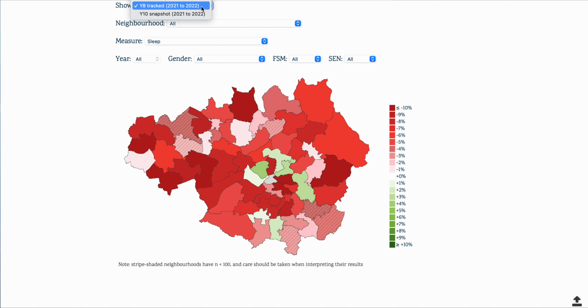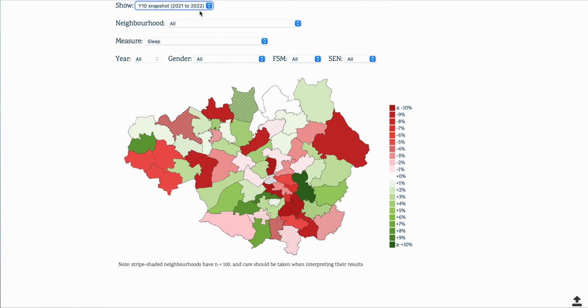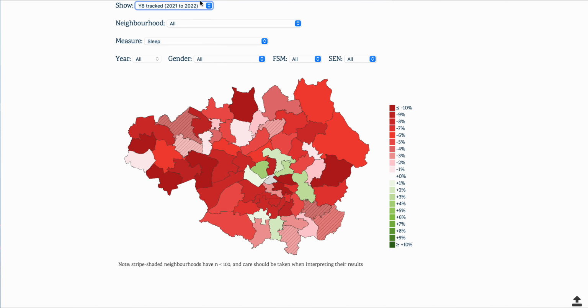What we can do though, just to show you a contrast, is if we look at our Year 10 snapshot cohort, so this is the young people who are in Year 10 in 2021 and the young people in Year 10 in 2022, it's a much more mixed picture. And this is probably what we would expect to see, because when we're looking at the longitudinal data, the young people that we're tracking over time, we know from the research that as young people get older, they tend to report getting less sleep.